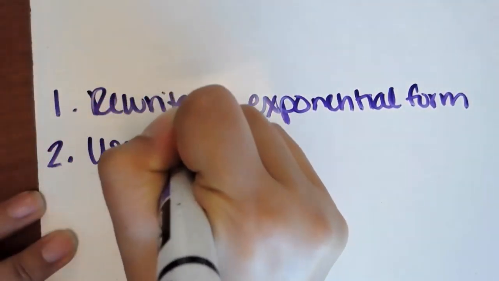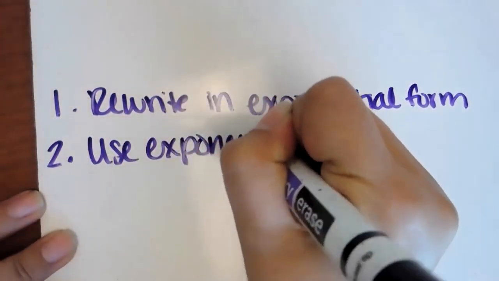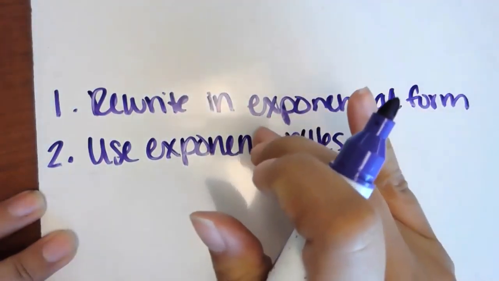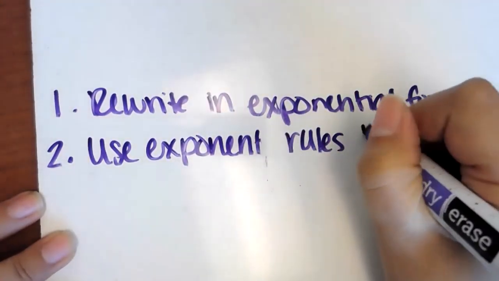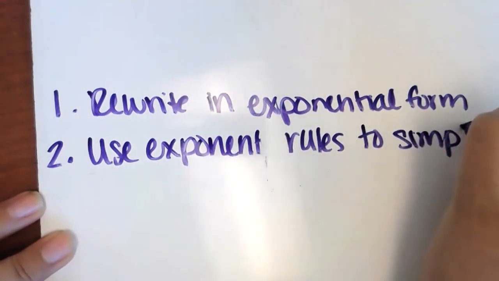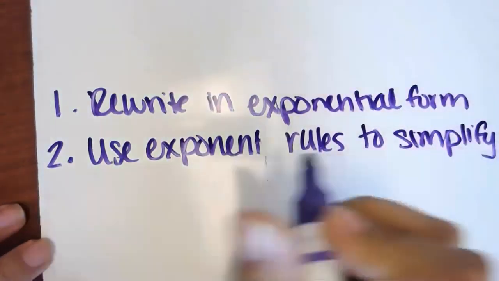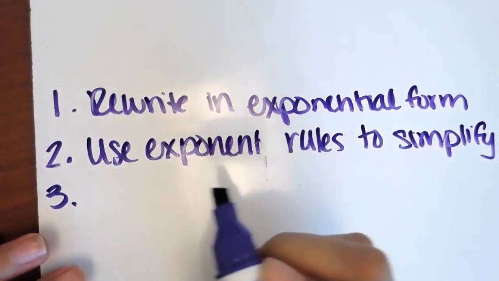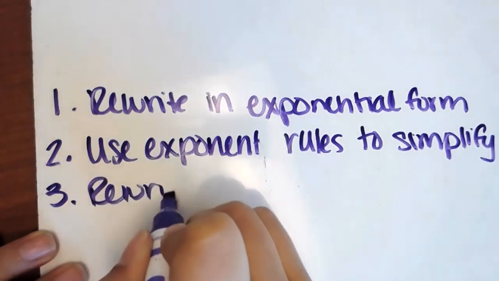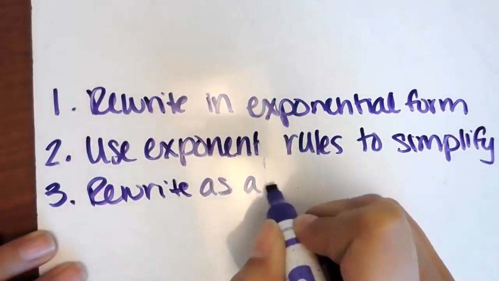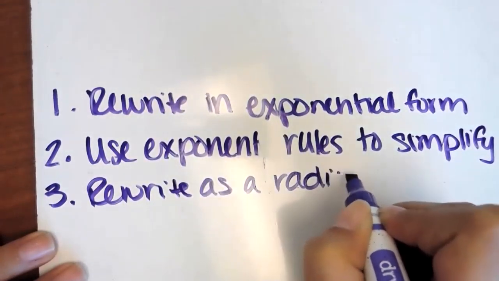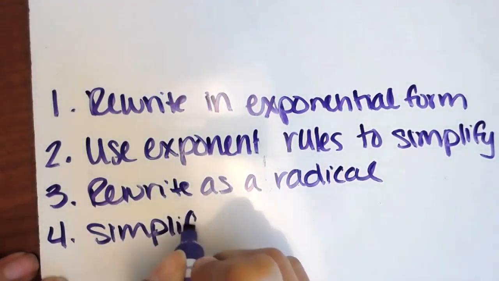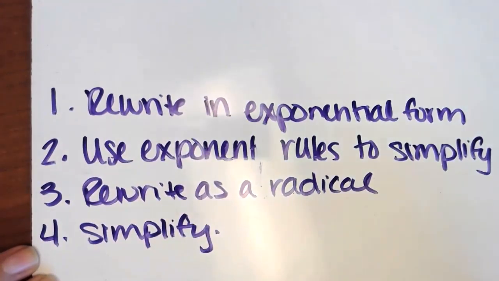we're going to use our exponent rules. It should be just exponent rules to simplify. Simplify. And then we're going to rewrite as a radical. And lastly, you'll just simplify. Simplify your radical as much as possible.